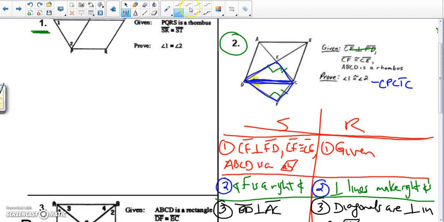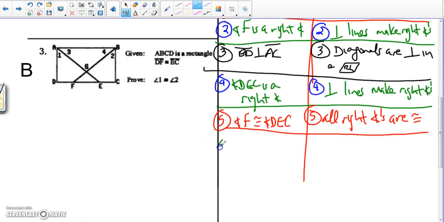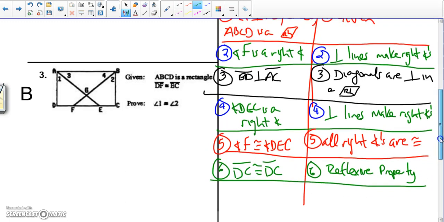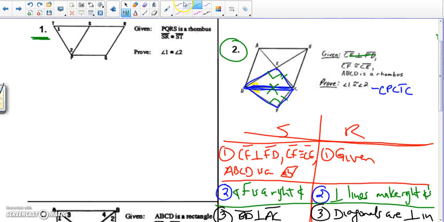So in a rhombus, the diagonals bisect the angles, but this is not part of our rhombus, so I don't know, let's move on. If you look at this side here, and hopefully you saw that right away, side DC is actually the same exact side in each triangle. They're sharing a side. And hopefully we know exactly what that's called. That is called the reflexive property. So we know DC is congruent to DC because of the reflexive property. And actually we're done. There's our third piece.